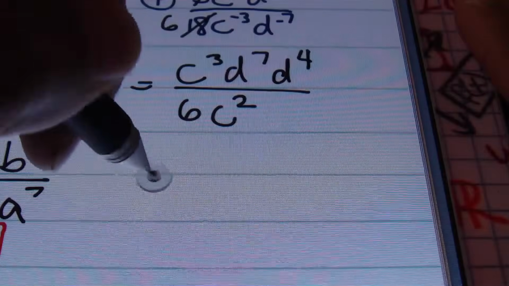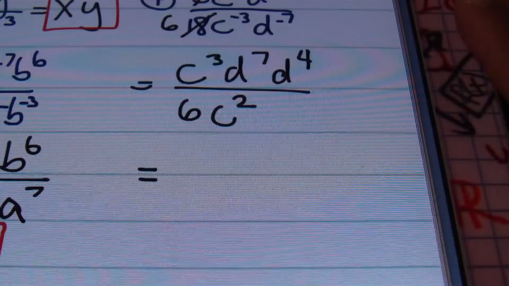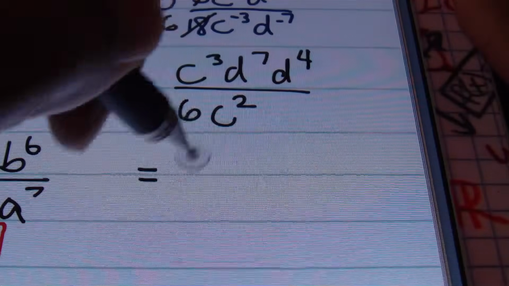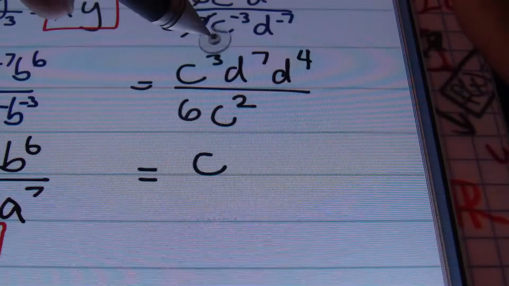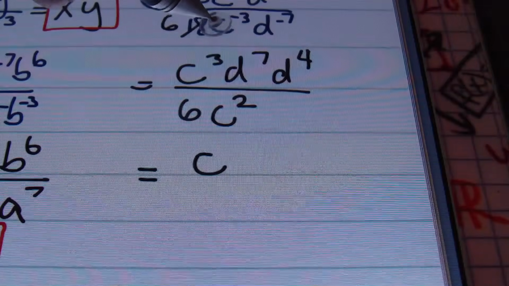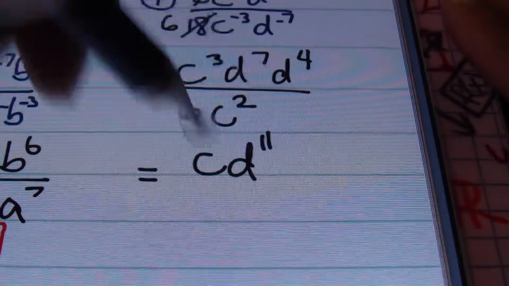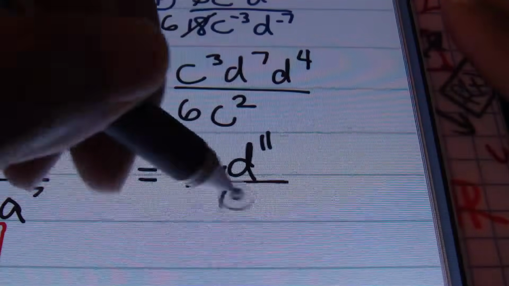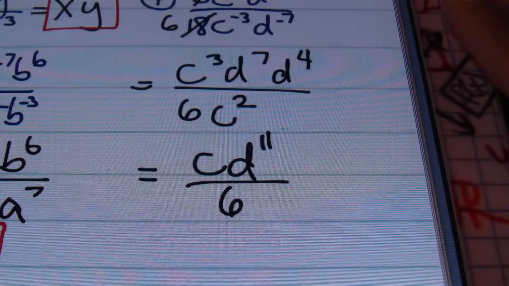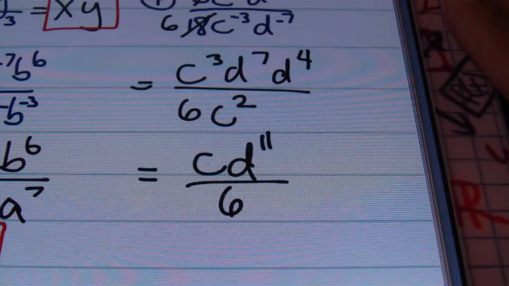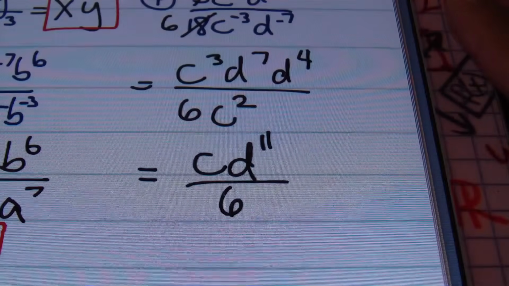All right. Note that my variable c has its highest exponent in the numerator. That tells me that c remains on top. So I have c here. Because I'm multiplying like bases, d to the 7th power times d to the 4th power gives me d to the 11th power. All of this is going to be over 6. I don't have any c's left in the denominator, remember, because we subtracted to get c to the 1st power in the numerator. And this is my answer.